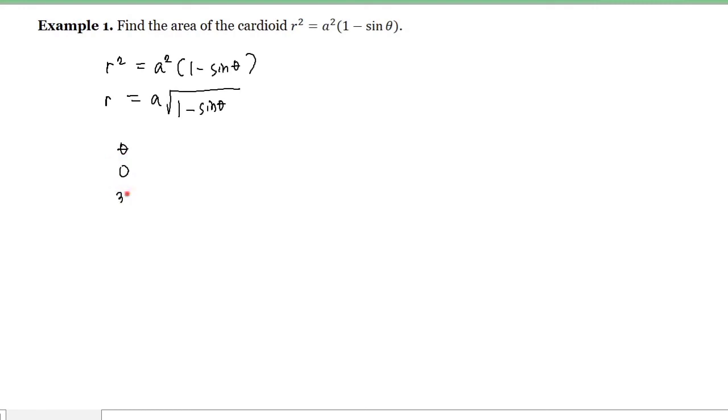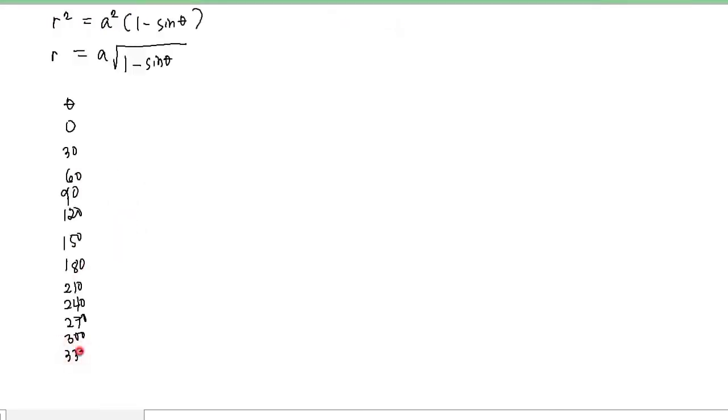And then we have 30 here. We have 60, 90, 330, and 360.